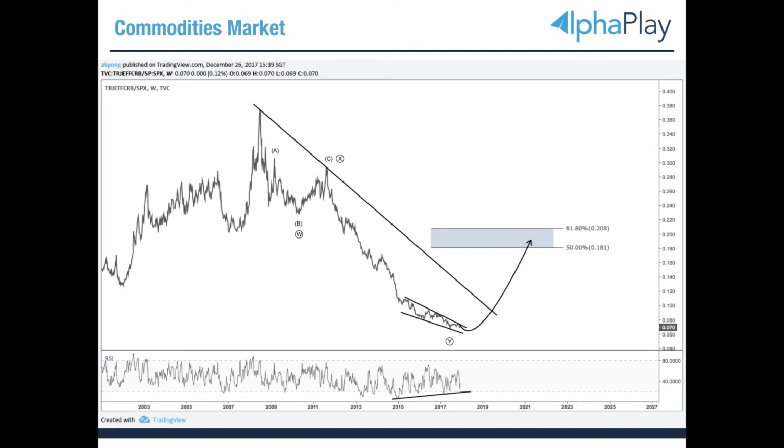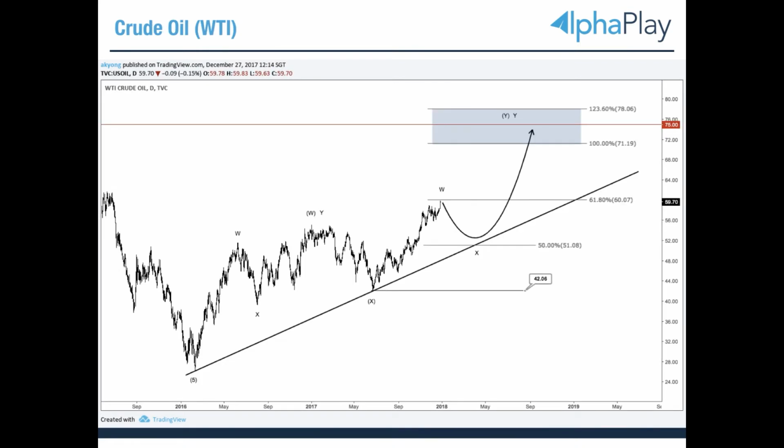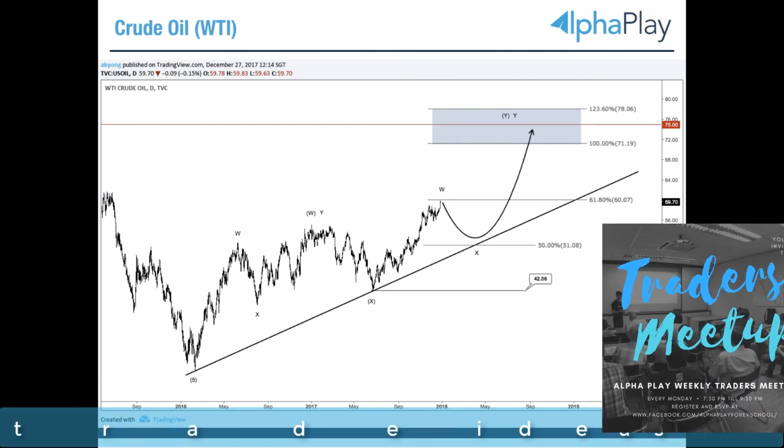This one you cannot trade because most of us don't have access to it. This is more for analysis. What you can trade, of course, is your crude oil. This one I shared in the group already. So this is a daily chart.